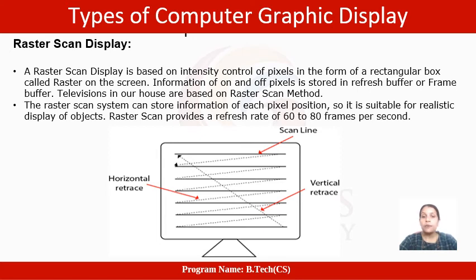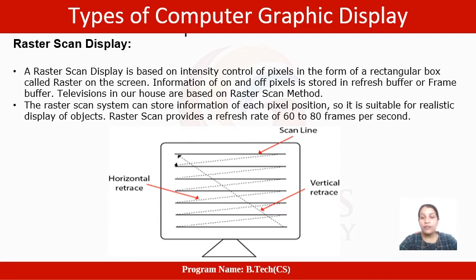As you can see in the picture, there is a scan line for each row of pixels. The scan line moves from left to right, then to the next row, and the refresh rate is 60 to 80 frames per second. When the scan line moves from left to right, it is called horizontal retracing. At the end of the last row, when it goes back to the top left corner, it is called vertical retracing.